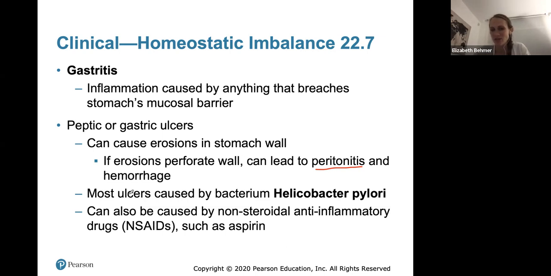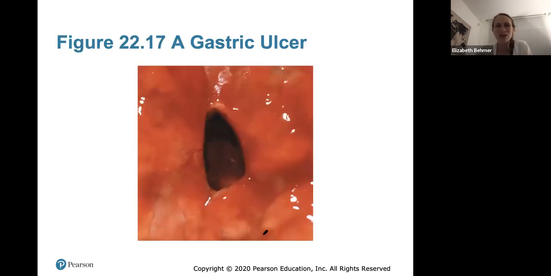Most ulcers are actually caused by a bacteria, but they can also be caused by some NSAIDs. So that's why they say to be careful with how much aspirin you take. And there was just a recent study that came out, people usually take one baby aspirin to fight off heart disease or stroke or heart attack, but now they're saying maybe you shouldn't do that because of the negative effects of aspirin. So here's a look at a gastric ulcer, a hole in your stomach wall.